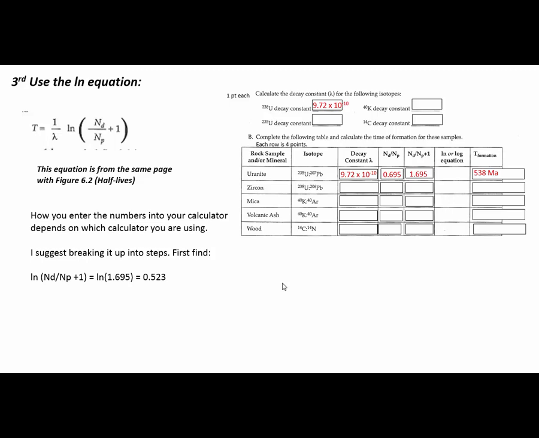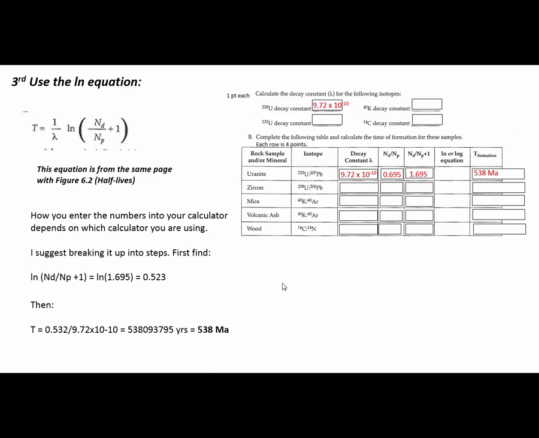Now that you have essentially the numerator of this equation, all we have to do is divide by the decay constant, which again is 9.72 times 10 to the minus 10. So we write that out. What you get is 0.532 divided by 9.72 times 10 to the minus 10, and you get 538 millions of years. You can put this either in years or in millions of years. Millions of years, to me, is a little bit easier and more straightforward to work with. It's easier to see what you're looking at, so I would encourage you to put these in units of Ma where appropriate, because they're not all going to be in units of millions of years.